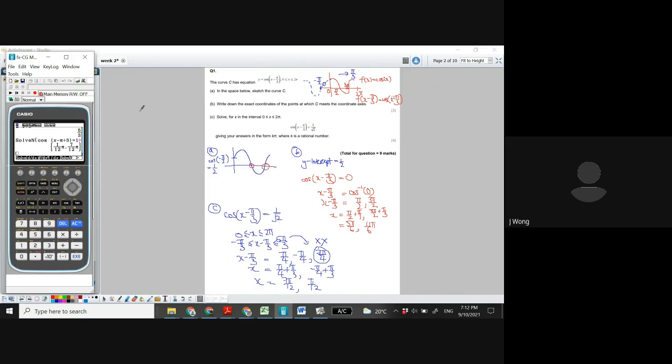So don't rely so much on the calculator. You could use it to check the answer, but there's no true substitution to what we're supposed to know. So definitely solve these questions by hand, okay? And then once you get the answer, then you could use the solve function from CG50 to check the answers.